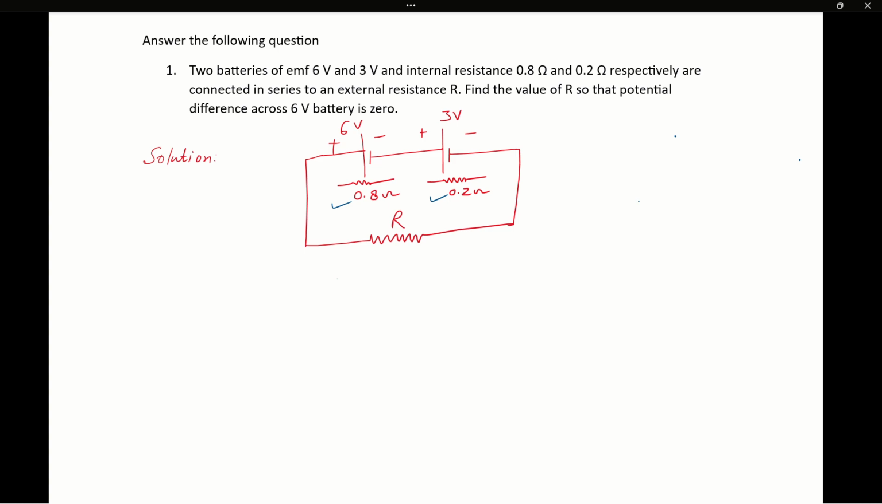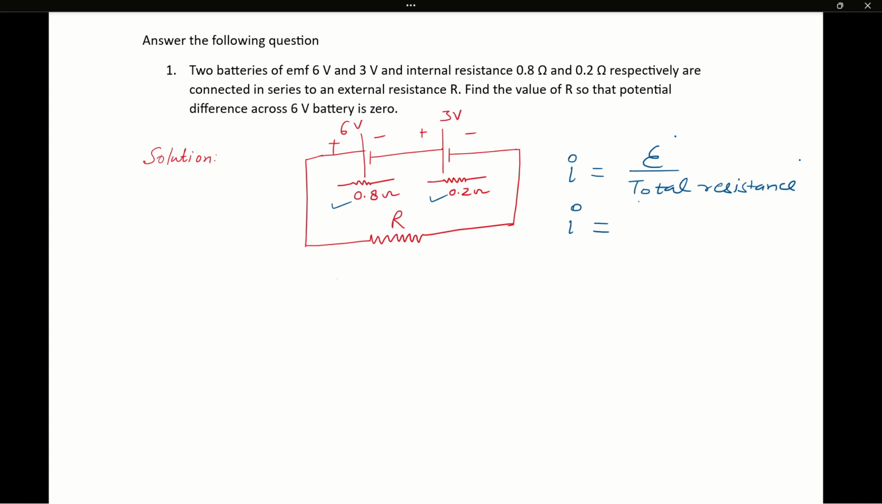So first we will write the equation of current. What is current for this circuit? EMF upon total resistance. Total EMF upon total resistance. So in total resistance we will take internal as well as external resistance both.